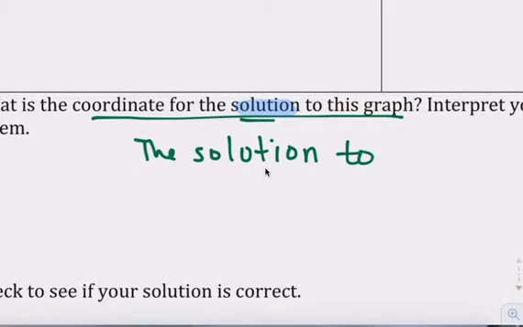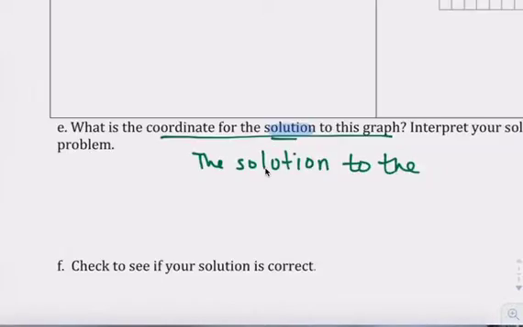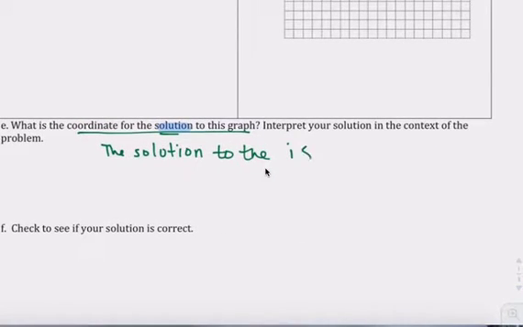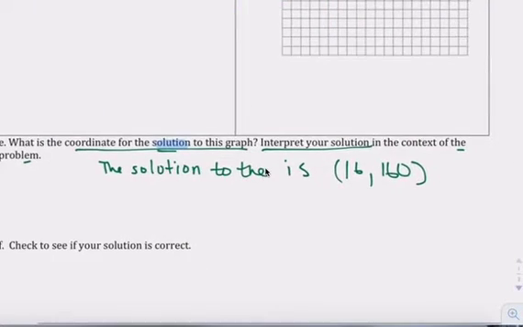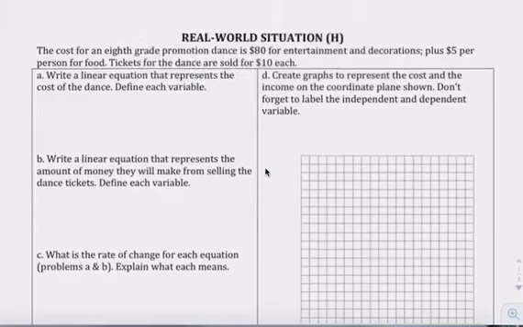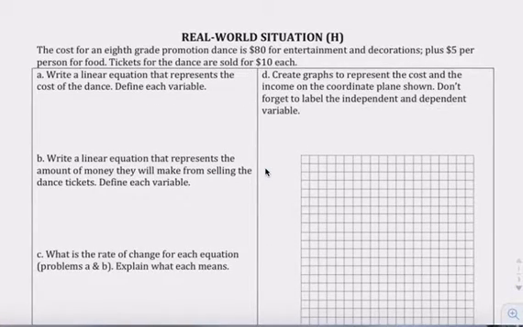The solution to the graph is 16 and 160. Interpret your solution in context of the problem. That means explain what it means. So 16 is 16 tickets.